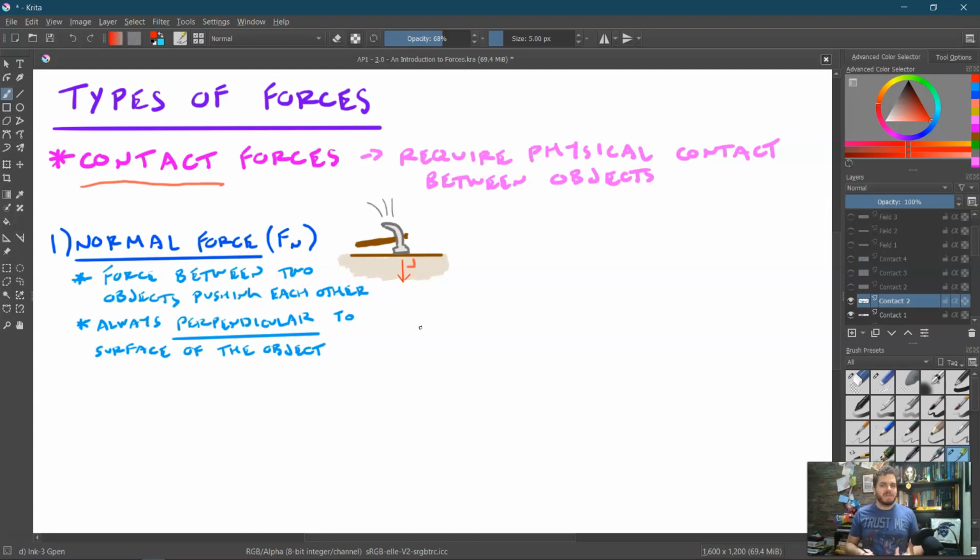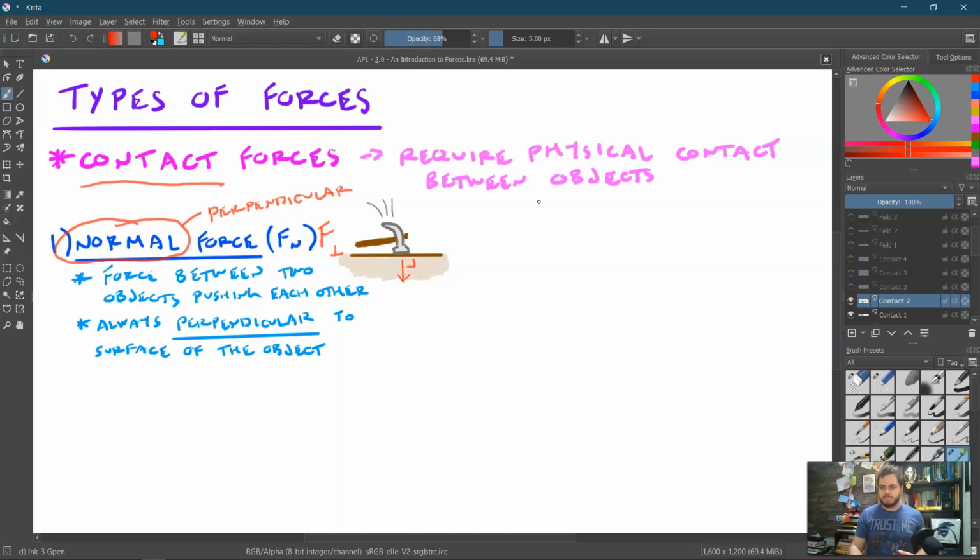Now, this makes sense if you know a little bit of terminology, because the word normal, we're just used to thinking of it as ordinary, but normal is actually a really old school math term. When I say old school, I mean a couple hundred years old school, meaning perpendicular or at right angles. So sometimes you'll even see this written as F with a little perpendicular sign. The normal force is the perpendicular force.